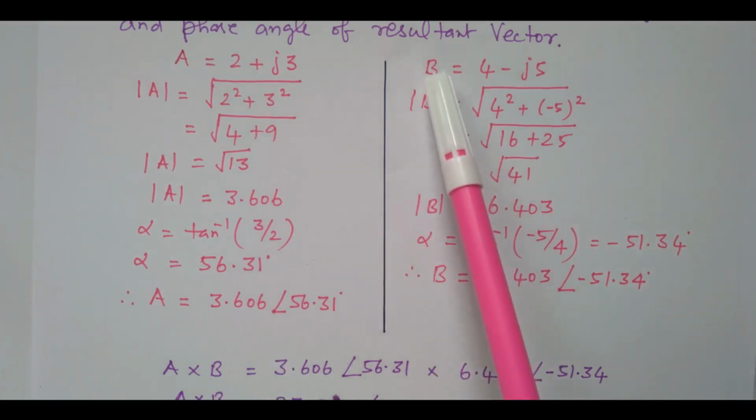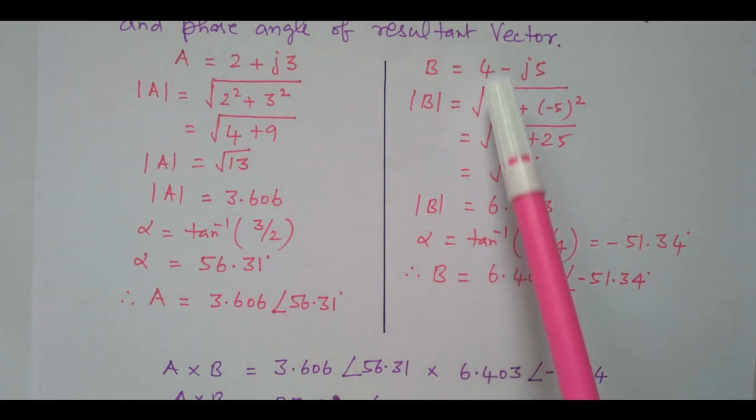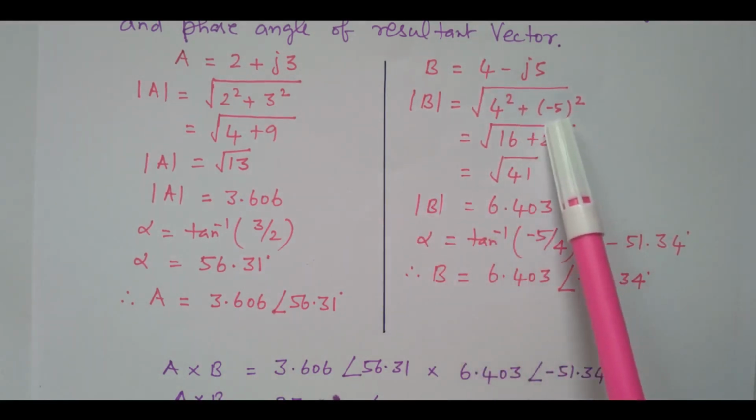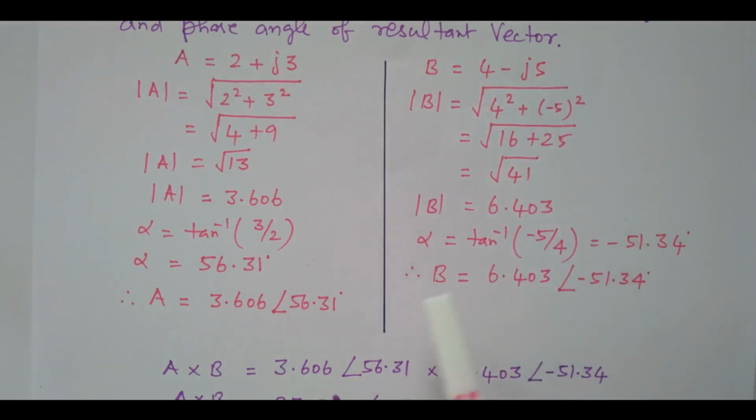Similarly, the second vector is 4 minus j5. First we find the magnitude, that is the square root of 4 squared plus minus 5 squared, real term squared plus imaginary term squared. The value is 6.403. The angle is tan inverse of B by A, imaginary term divided by real term, minus 5 by 4. So it's minus 51.34. Due to the negative we got a negative sign.